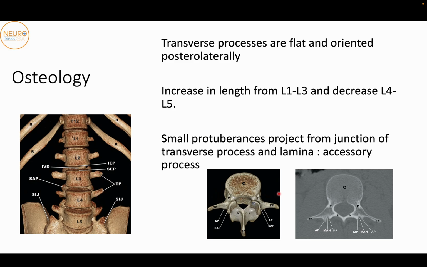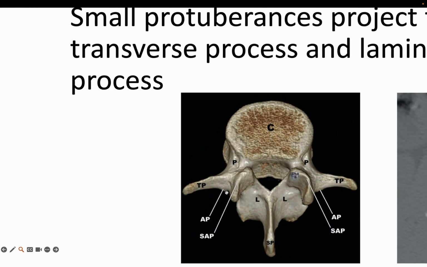The important thing over here is that there is an accessory process, as you can see over here, which arises usually at the junction of the transverse process and the lamina. So you have an accessory process here. Then you have the superior articular process over here arising at the junction of the pedicle and the lamina. The superior articular process also has a tubercle which arises posteriorly. That is a mammillary tubercle. So you have an accessory process and you have a mammillary tubercle over here. This notch between both of them is the mammillo-accessory notch.